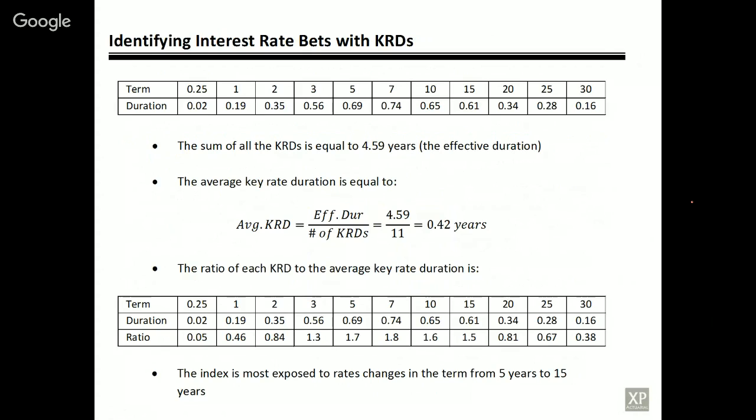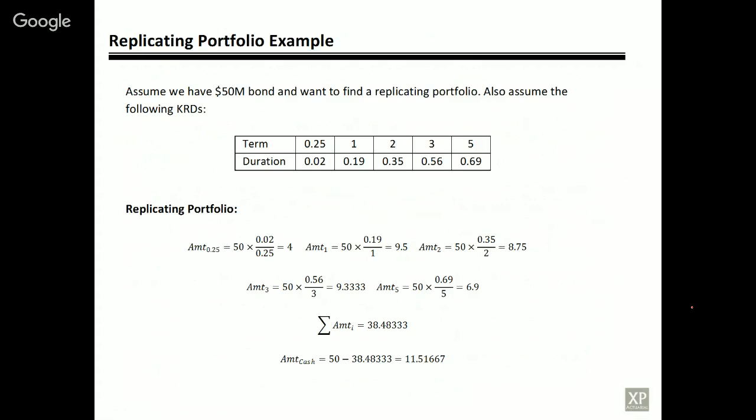One thing that they might ask, or a typical question, especially with the case study, is to identify any interest rate bets that a portfolio has. So to do this, what you do is you sum each of the key rate durations and you get the effective duration. Then you take the effective duration divided by the number of KRDs to get the average KRD. Then you take each KRD divided by the average KRD to get a ratio. And any rates that have a ratio greater than 1 indicate that the portfolio is taking a bet on those KRDs.